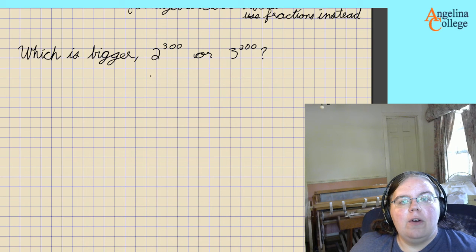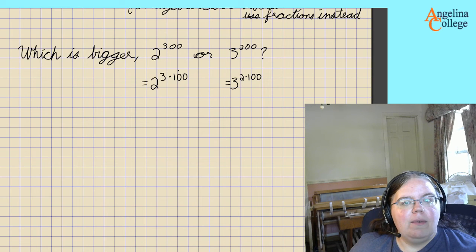One thing I know about 2 to the power 300 is that that's the same as 2 to the power 3 times 100. I could similarly write 3 to the power 200 as 3 to the power 2 times 100. Well, what does that give me?